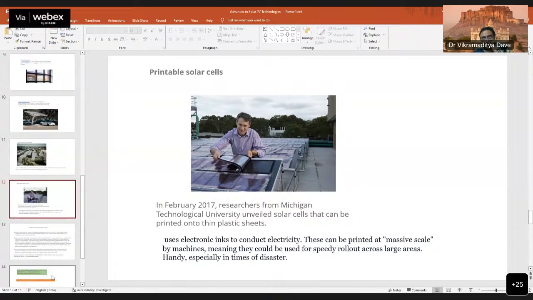Now, this is the photograph of a printable solar cell. I have already told you that a machine has been developed in which you pour the liquid, and it will print out the solar cell, and that can be pasted on any panels. Though the efficiency is less, for smaller work they can be easily used.